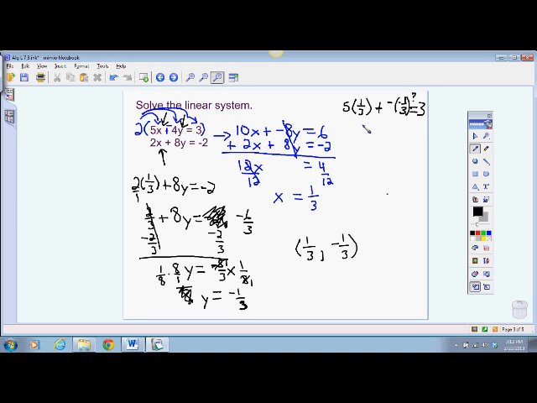So 5 times 1/3 is 5/3 plus 2 negatives here is going to become positive 1/3. Does that equal 3? Well, 5/3 plus 1/3 is 6/3. And that does not equal 3 because I forgot my 4. See, good check though. Either I had to do something wrong.